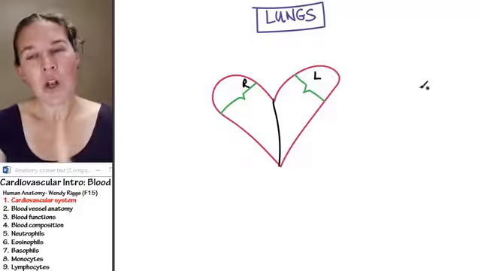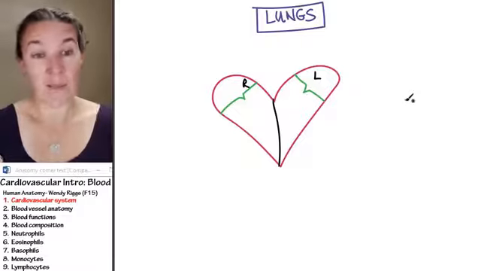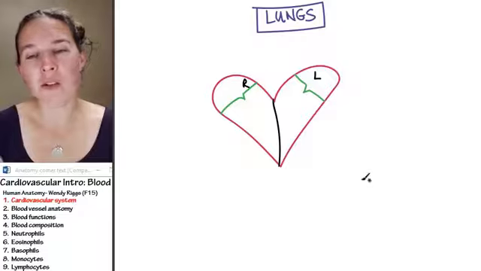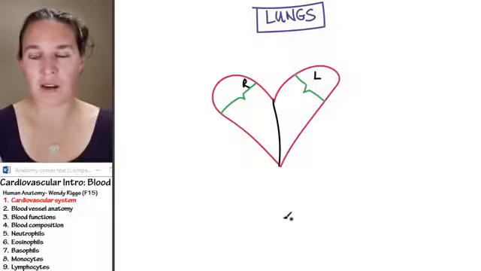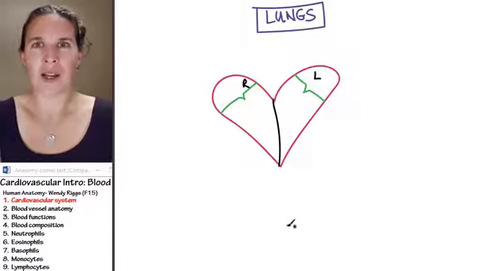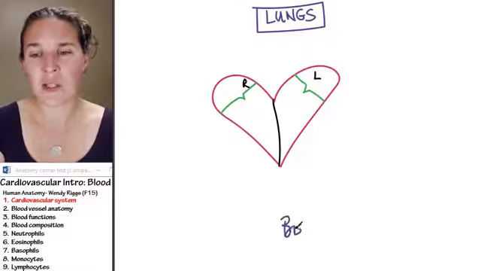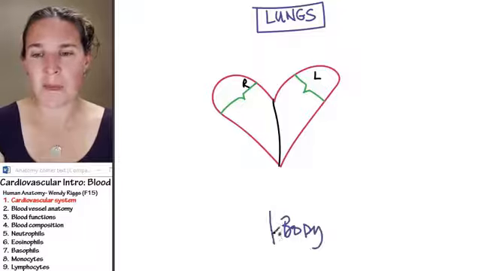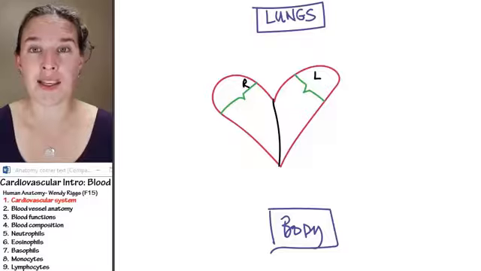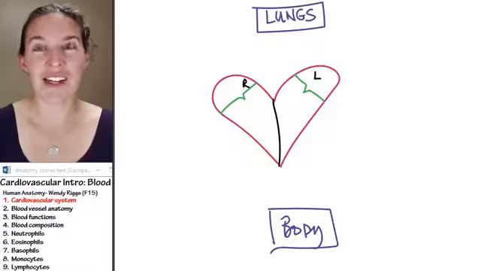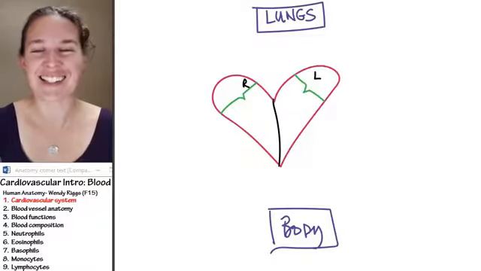So not only do we have to go to the lungs and load up on oxygen, but ultimately, why are we loading up on oxygen? Well, it's because we need to go to the body. And when I say we're going to the body, I guarantee you we're going to get a little more specific than that in this class.